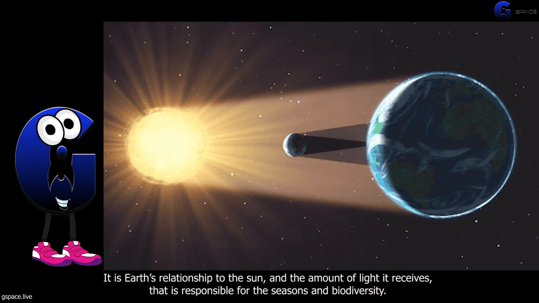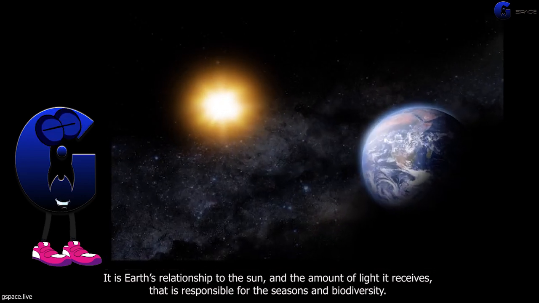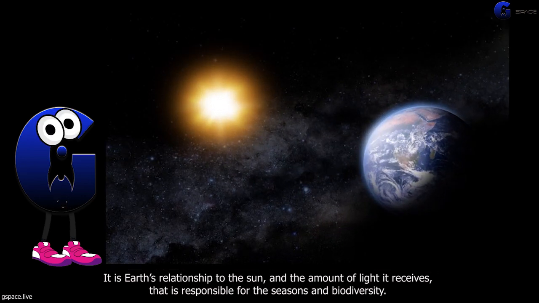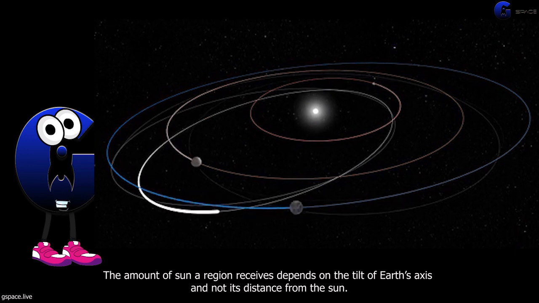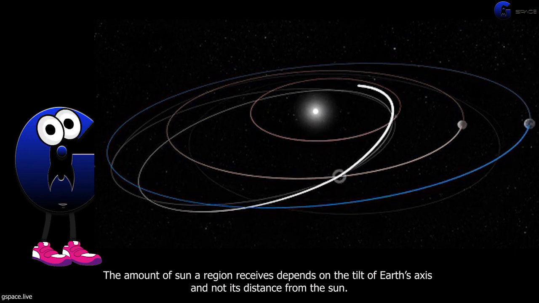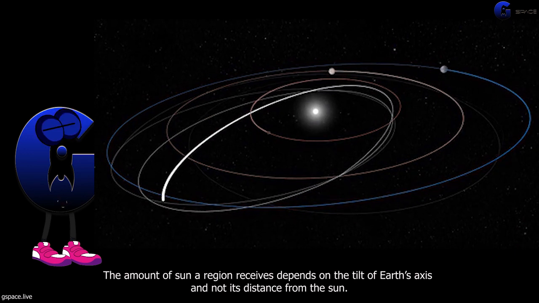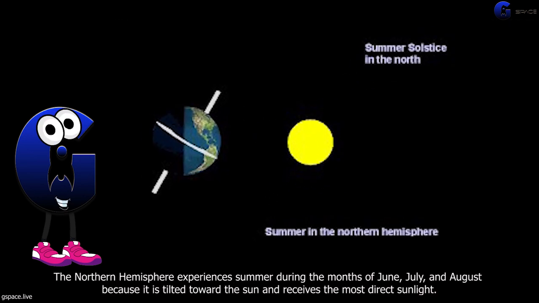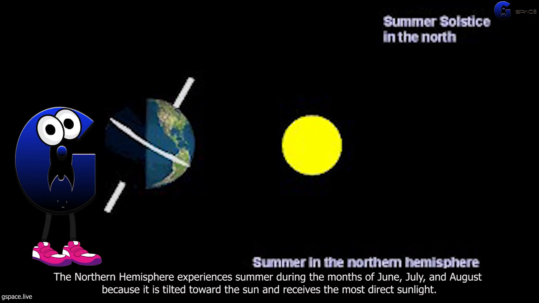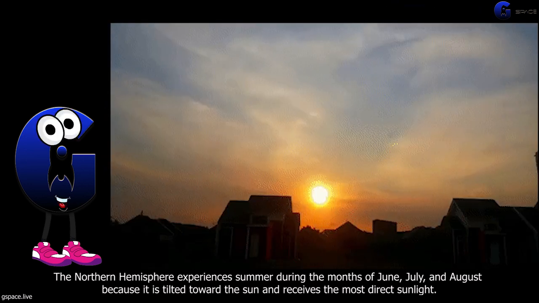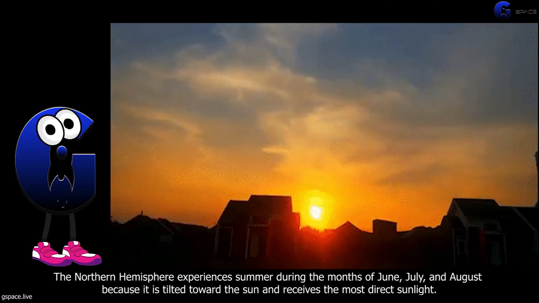It is Earth's relationship to the Sun, and the amount of light it receives, that is responsible for the seasons and biodiversity. The amount of sun a region receives depends on the tilt of Earth's axis, and not its distance from the Sun. The Northern Hemisphere experiences summer during the months of June, July, and August, because it is tilted toward the Sun, and receives the most direct sunlight.